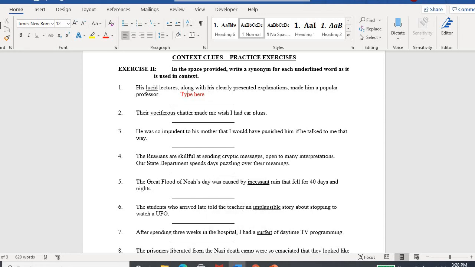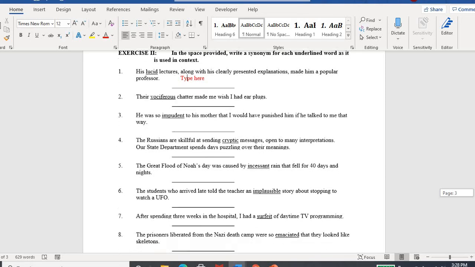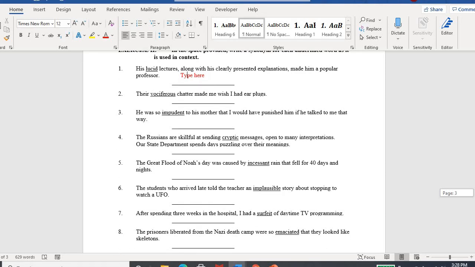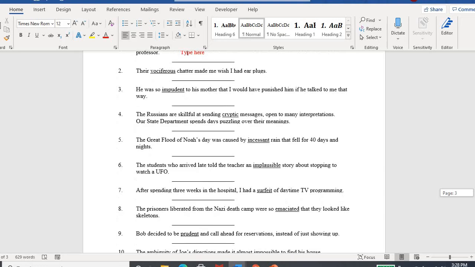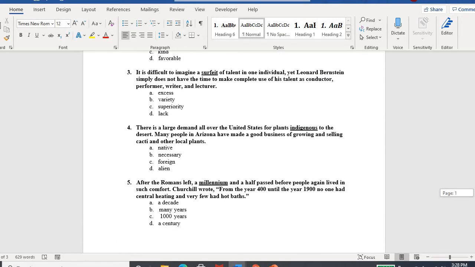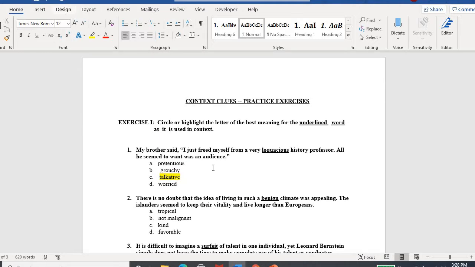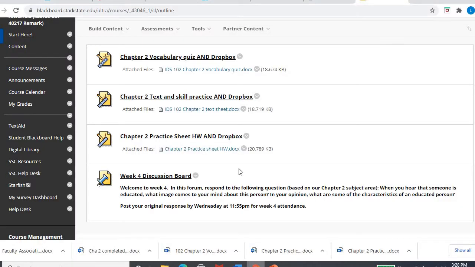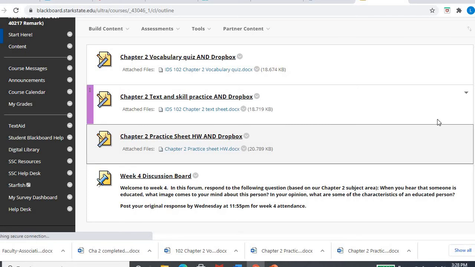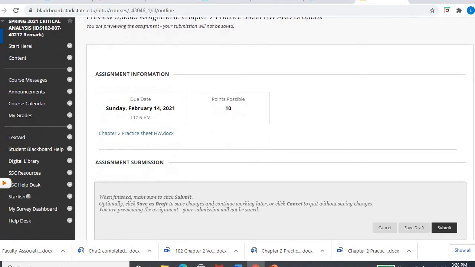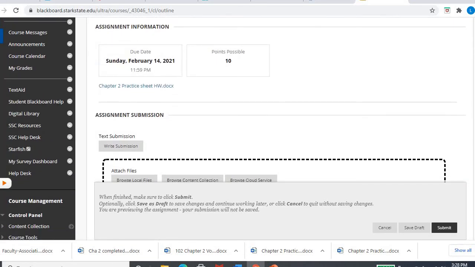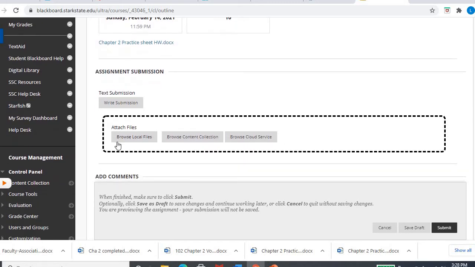All right, so that's what you're doing for that second part, is you are trying to come up with your own definition based on the context of the sentence for the underlined words. There's no multiple choice like there was at the top. So once you do that, make sure you save it. Make sure you remember where you save it. The Dropbox is right where you got the information from. So you'll go in, and this is due by Sunday, the end of week 4. Browse, find where it is, and hit submit.